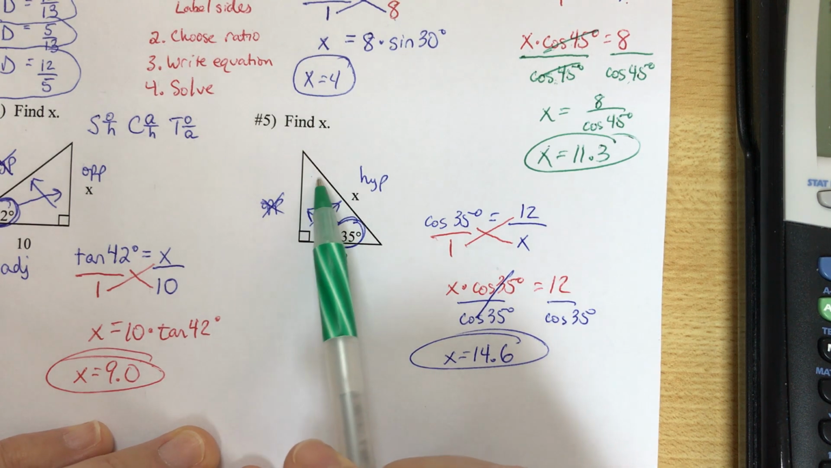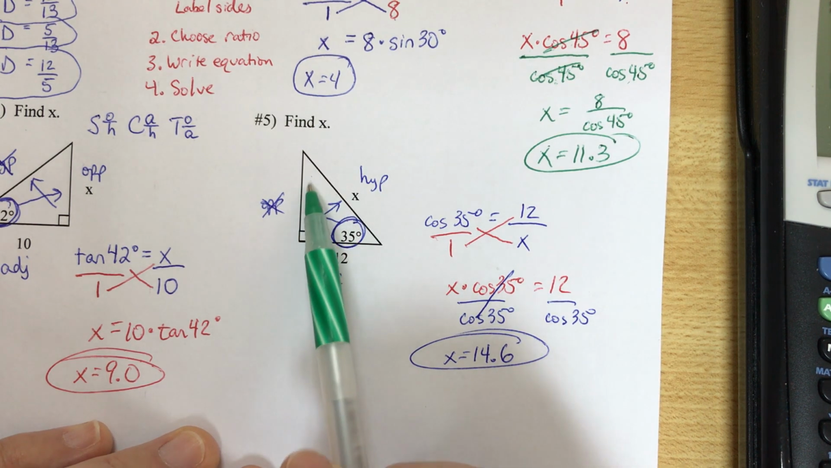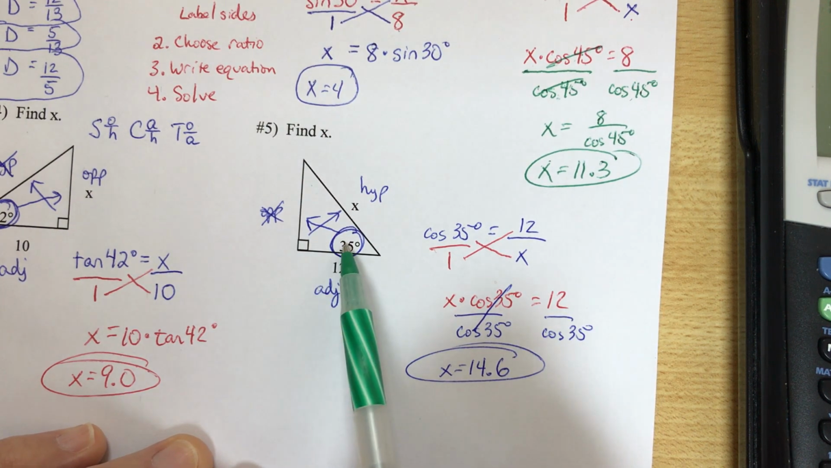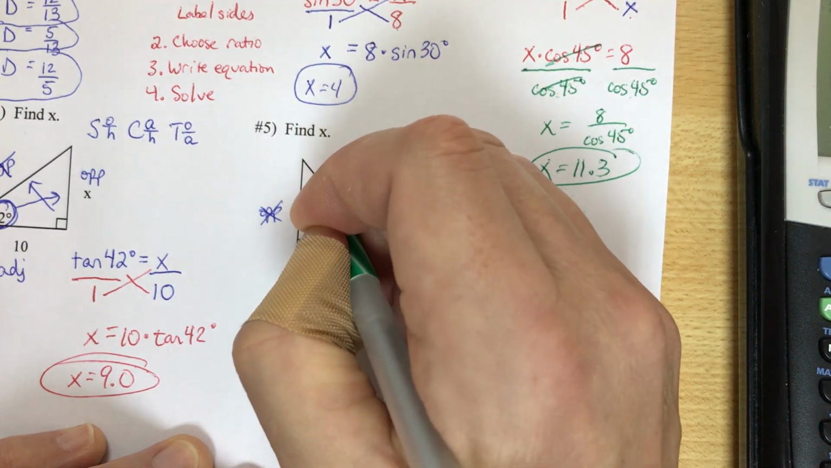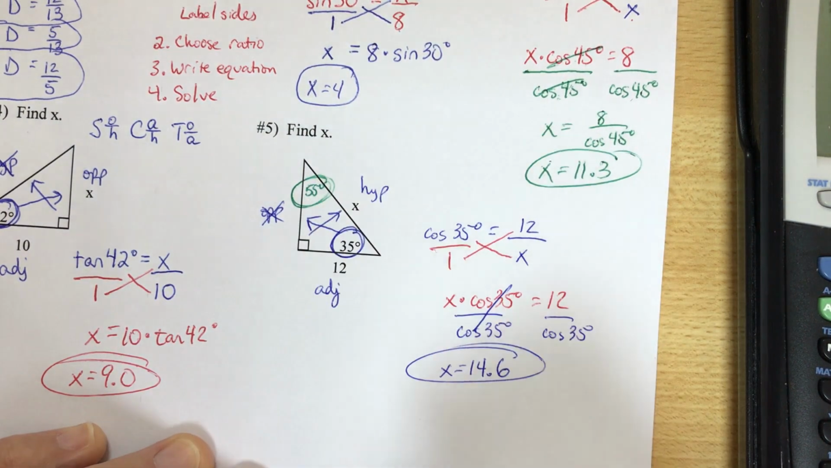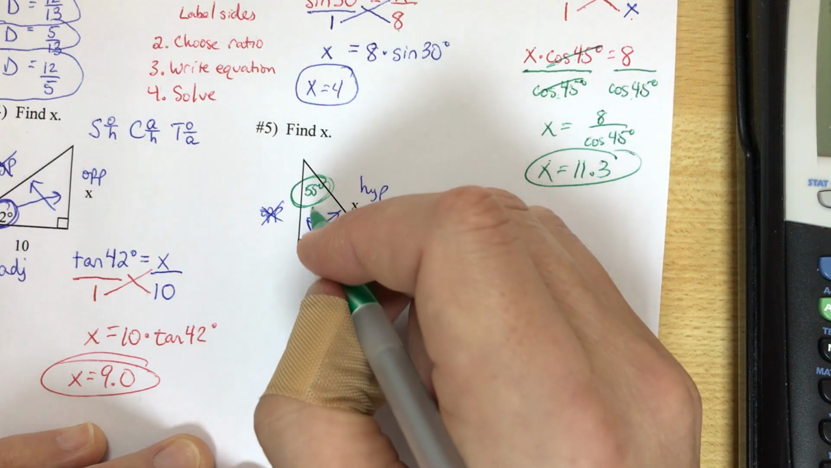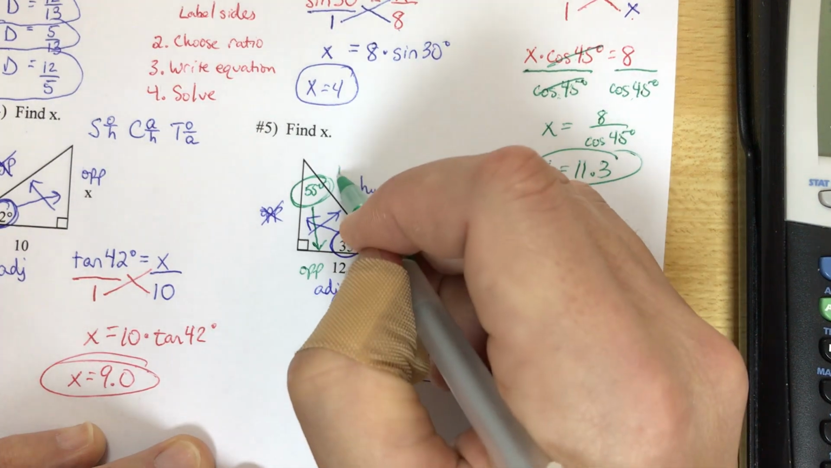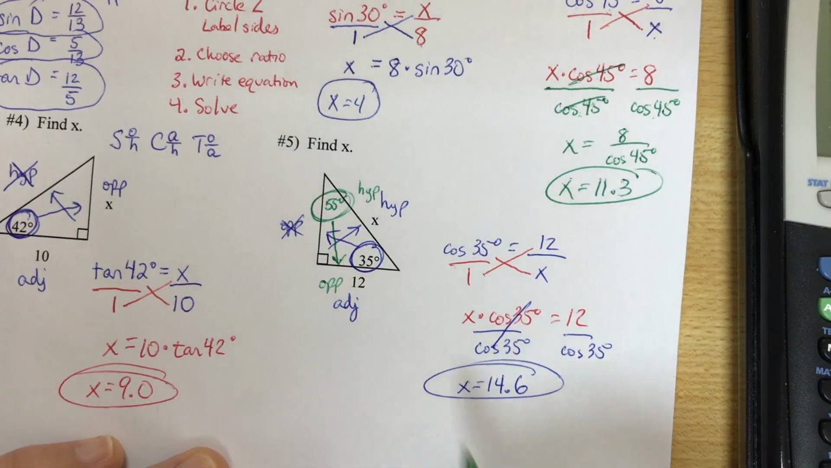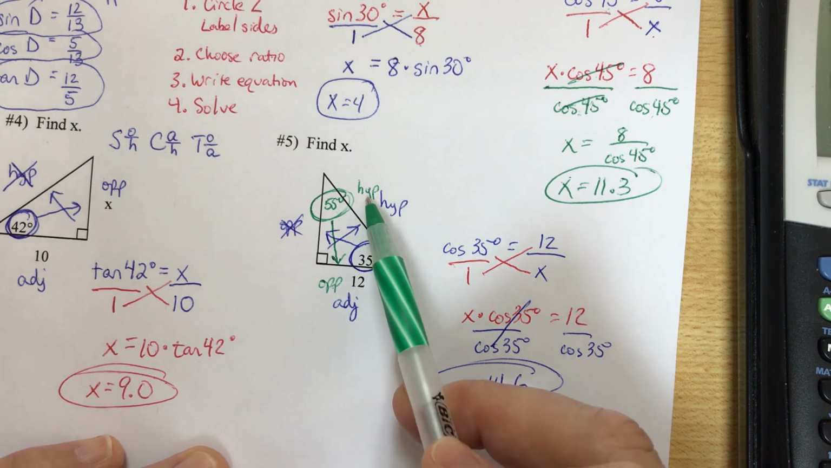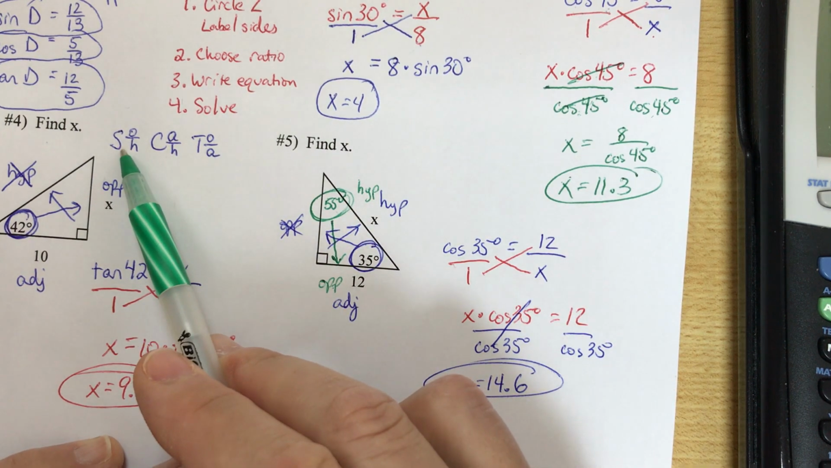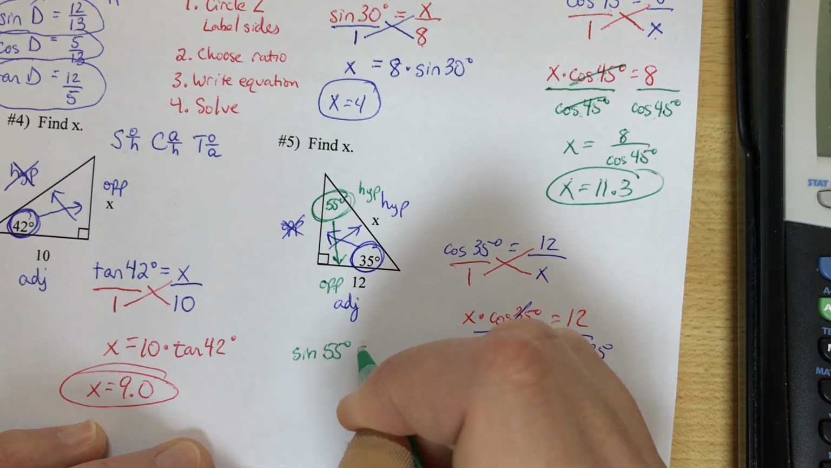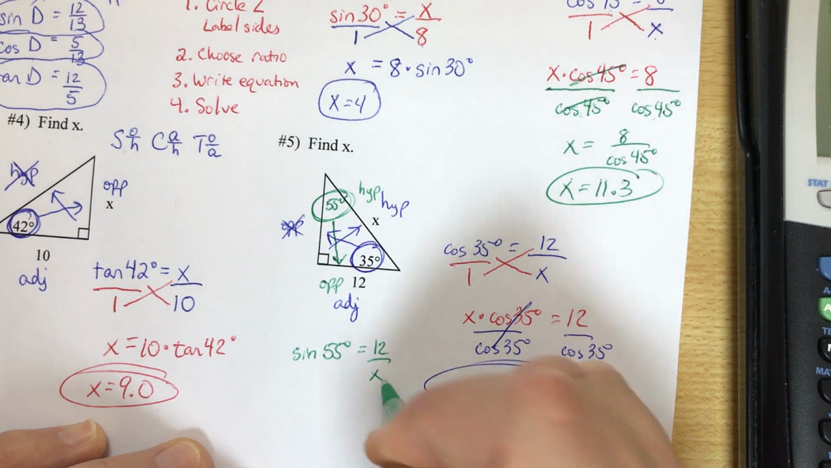Now, you might be asking, well, I know 35. Couldn't I also find this missing angle? Because we know that in any triangle, they add up to 180. And the answer is, yeah, we could. If you add these up and subtract from 180, this would be 55. If I had decided to use 55, then my opposite length would have been the 12. The hypotenuse would have still been x. But if I was using this angle, opposite hypotenuse would have been a sine problem. So I would have done sine 55 degrees equals 12, opposite over hypotenuse.